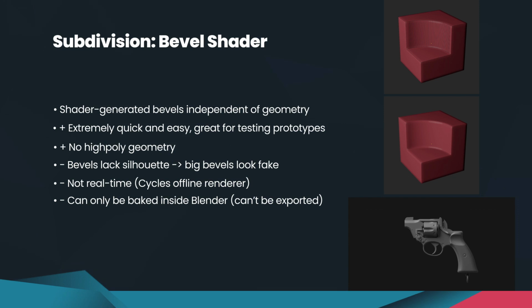Tips. To get different bevel sizes with the shader, we can just create several materials with different bevel values and apply them to our different looking pieces. Set a low render samples value if working directly in Cycles so the viewport is faster.